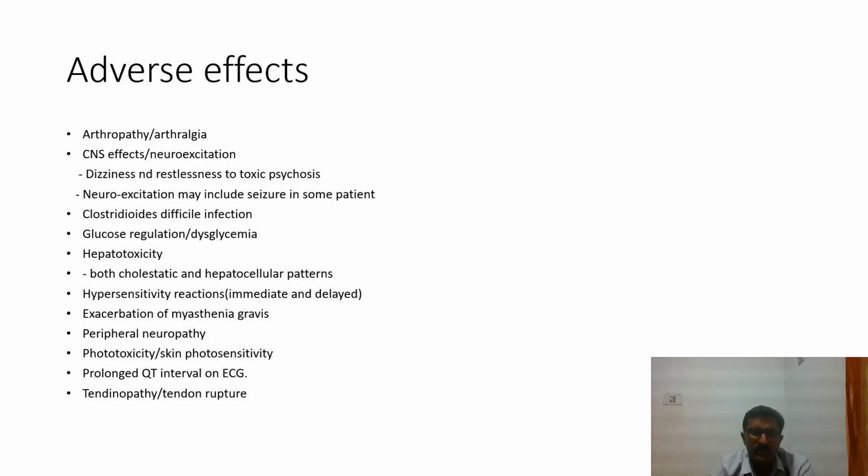Coming to the adverse effects, arthropathy or arthralgia can be seen. CNS effects may range from dizziness and restlessness to a toxic psychosis.